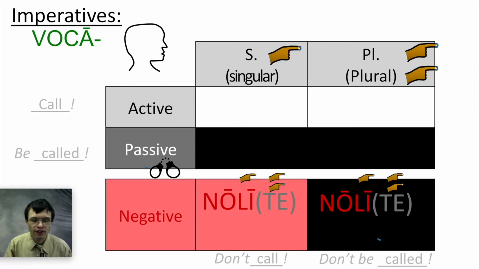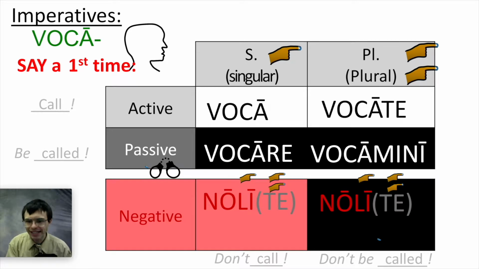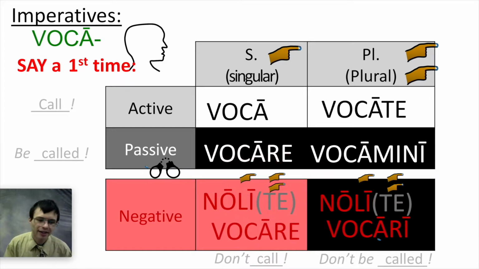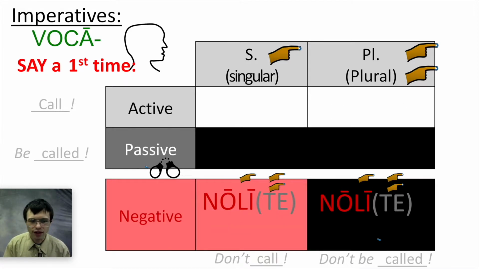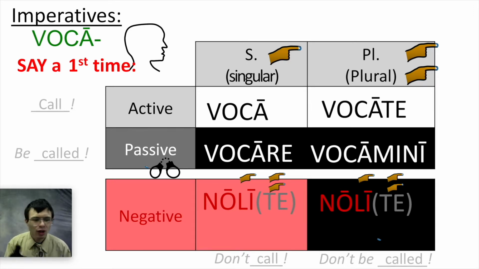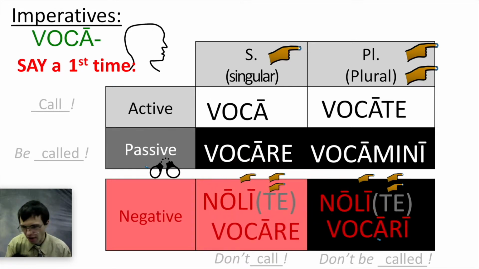So I want you to recite these, and this is how it's going to go. Okay, so first let's do first conjugation, and it's going to sound like this. Listen. Voca, vocate, vocare, vocamini, nolite vocare, nolite vocari. Like that. All right, so you try it with me pretty slow the first time. Ready, go. Voca, vocate, vocare, vocamini, nolite vocare, nolite vocari.